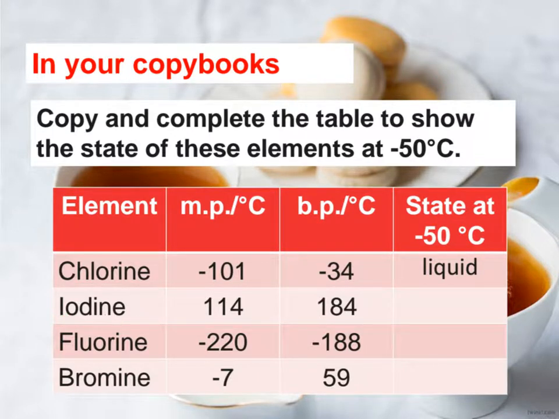What about iodine? Minus 50 degrees is less than the melting point. So at minus 50 degrees, iodine is in the solid state. It didn't reach the melting point in order to melt and turn into liquid. So iodine is solid at minus 50 degrees Celsius.